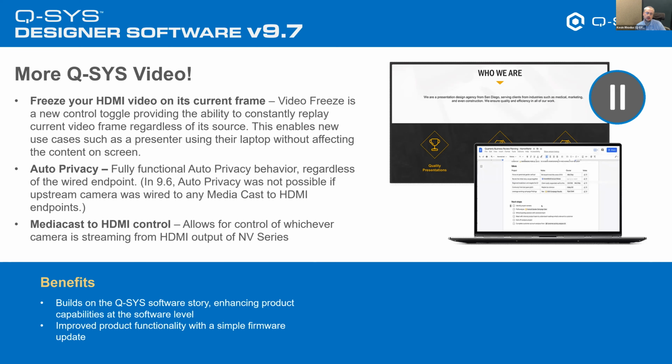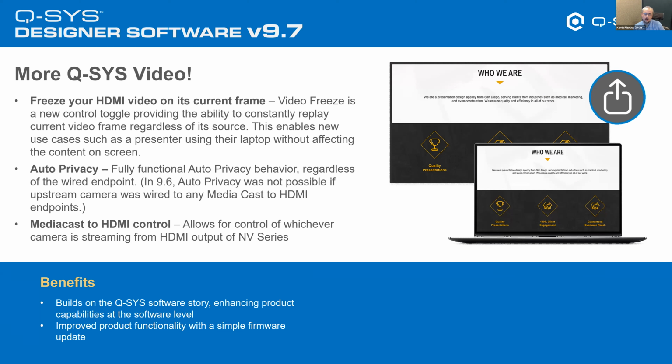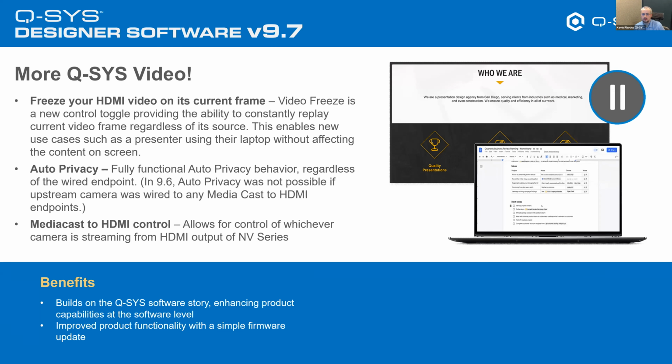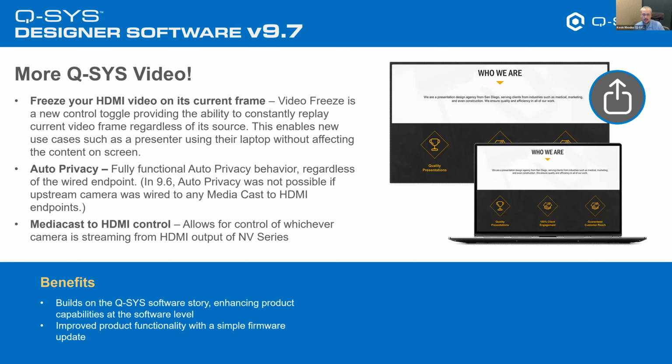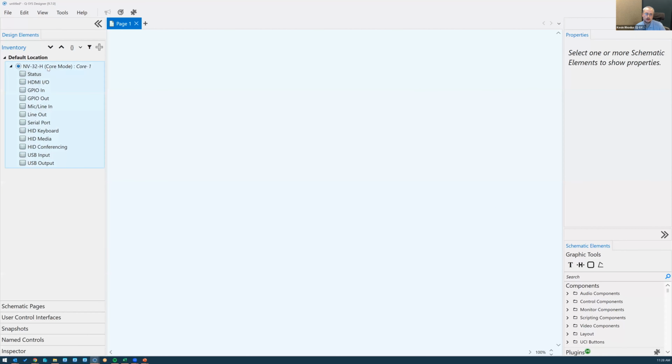And then the last one was we realized with that Mediacast to HDMI, we didn't give any controls of what camera was routed to that NV. So we added that ability as well. So let's go ahead and dive into Designer and take a look at those couple.